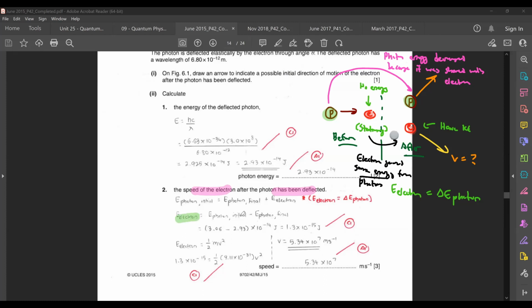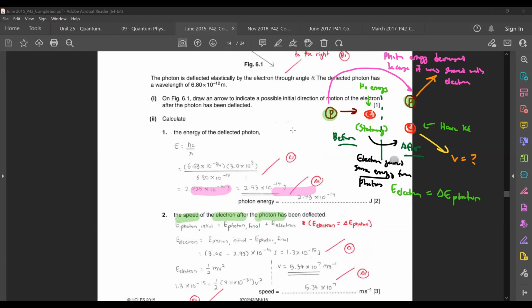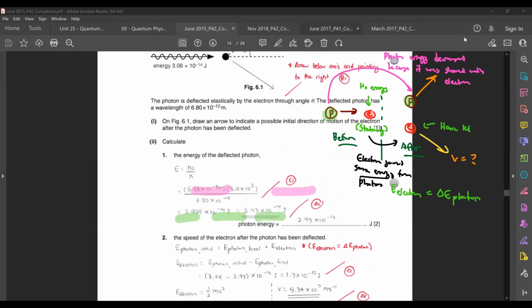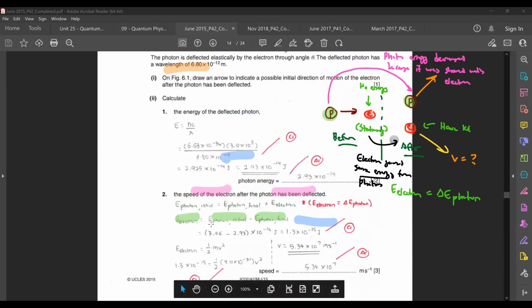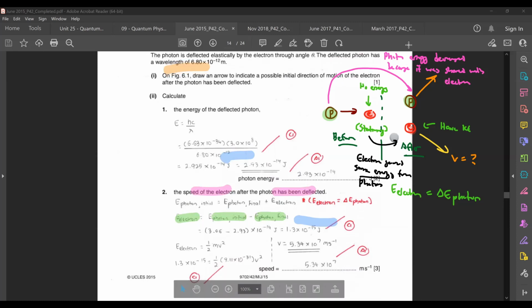That one is actually listed here already. The energy of the electron is your initial photon energy minus your final photon energy. You already know the values of your energy. The energy of your deflected photon is already found here. The energy of your initial photon is already in the diagram there. So you take the difference between those two, and you will be able to find the energy of your electron now. So it will be 3.06 minus 2.93 times 10 power minus 14 joules, giving you 1.3 times 10 power minus 15 joules.